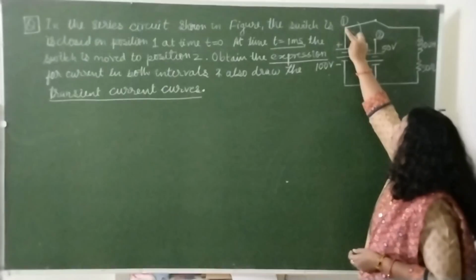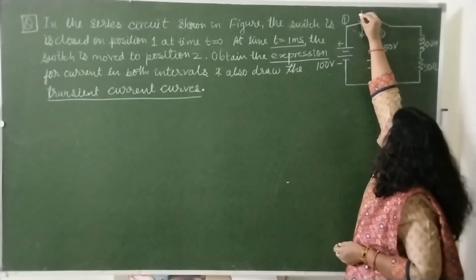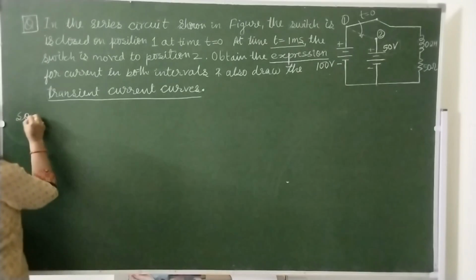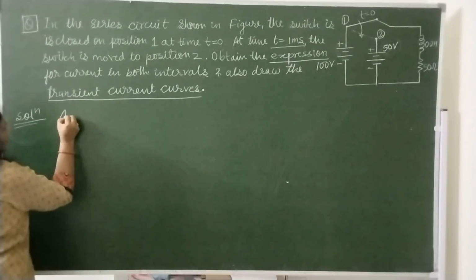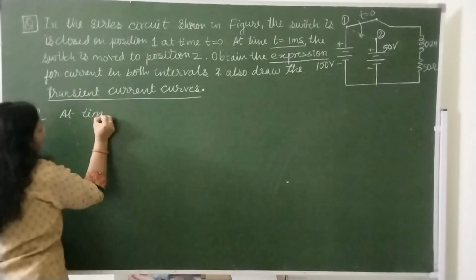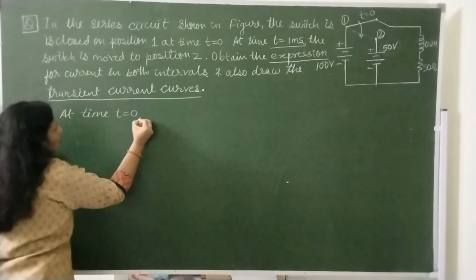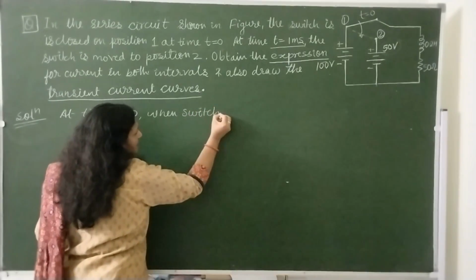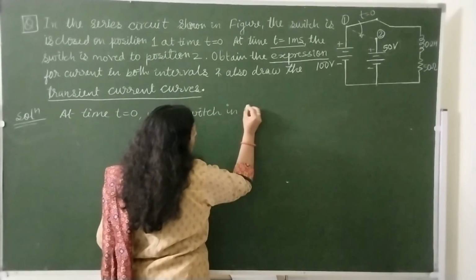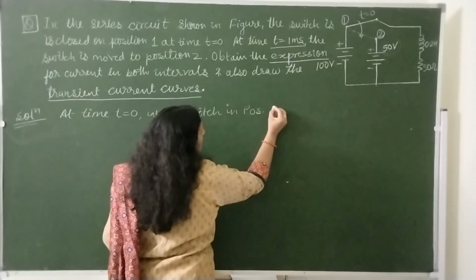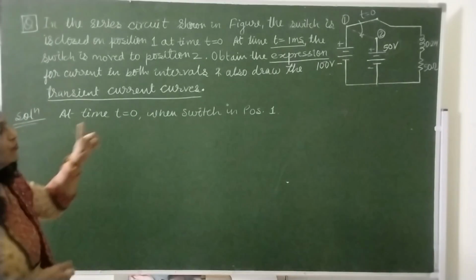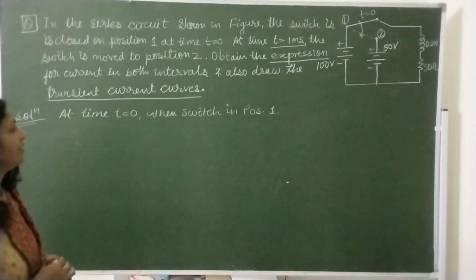So first we will start from position 1 at time t equals 0. It is connected to this 100 volt source. So we will start our solution at time t equals 0 when the switch is in position 1. Okay, so our circuit has a voltage source of 100 volt and R and L in series.